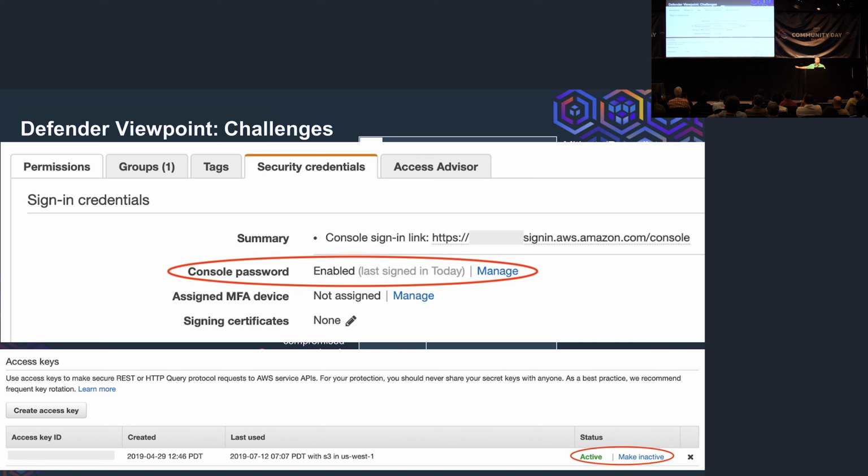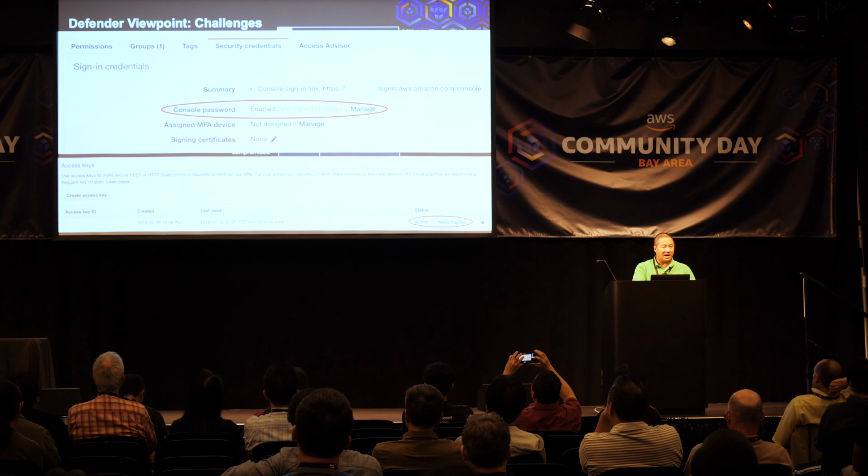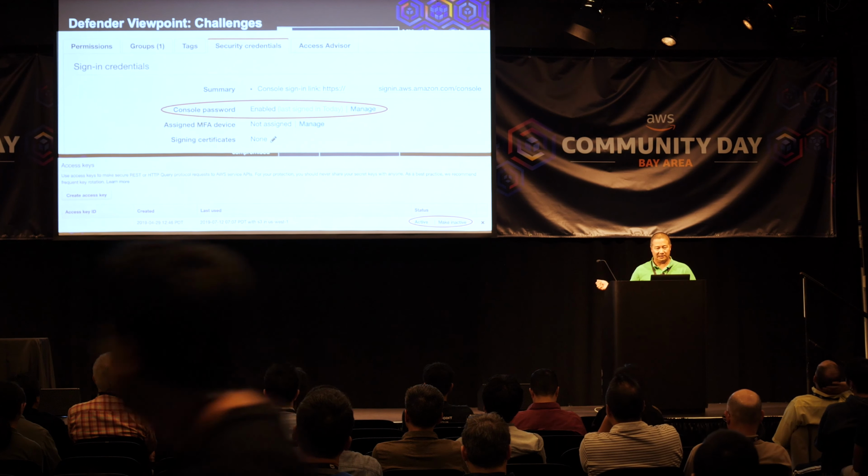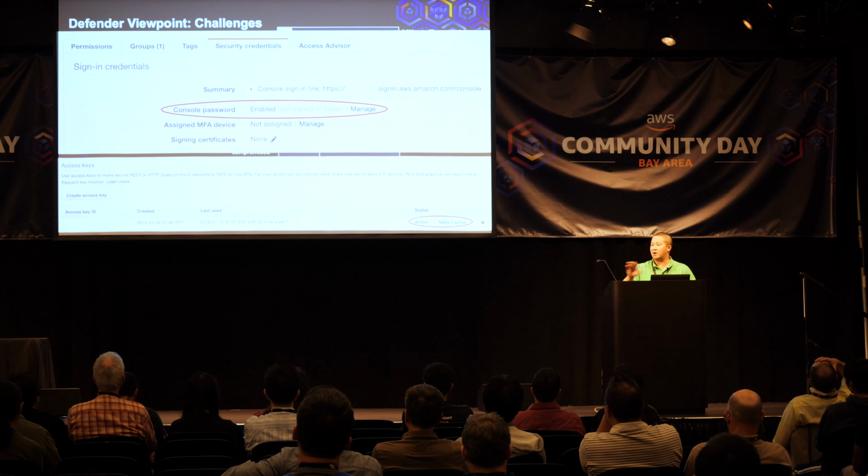And in the console, but also the API, you can do that. I can change or disable or remove the console password. At the bottom, I see the permanent lost access key. I can make it inactive or I can delete it. And I can also create a new one. Great. Standard practice on the defensive side. So far, not too much of a surprise.